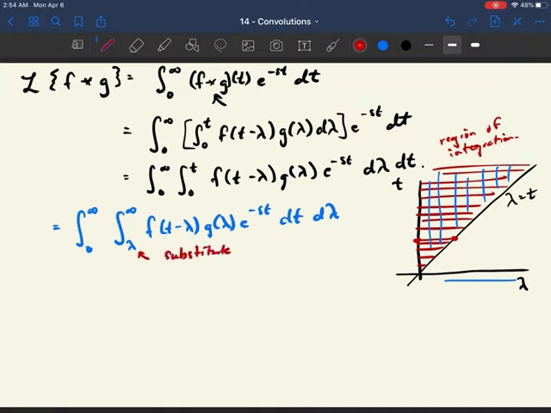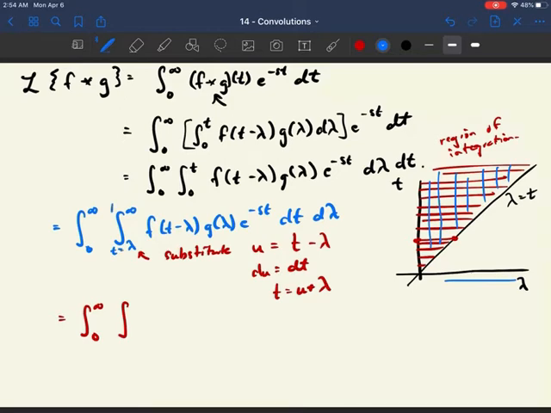The next thing we want to do is we want to move this down to 0 so it matches the formula for Laplace transforms. So we're going to substitute. u is going to be equal to t minus lambda. This is in the dt integral, so du is just equal to dt. And of course, if u equals t minus lambda, then t is equal to u plus lambda. All right, let's see how that goes.